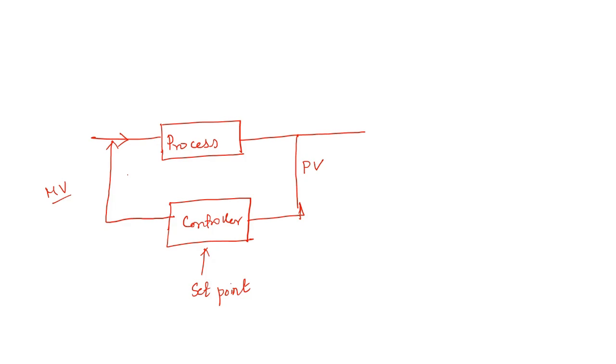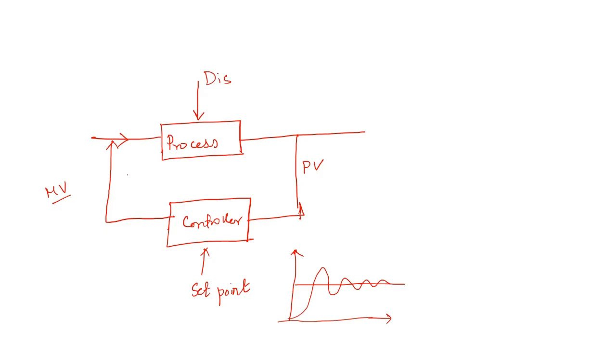And this should go on. Like what the response will be, if there is a change in the set point, initially there may be some overshoot, then slowly, if it is properly tuned, the PV will be slowly tracking the SP, right? So this normally happens in the feedback control system.